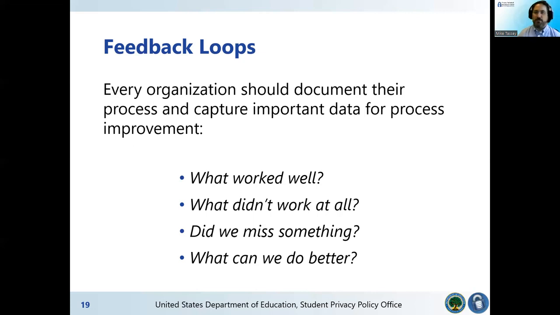So during the response process, the incident response team should be diligently documenting their response efforts and capturing this important data about how the incident response proceeded, what worked well, what didn't work at all, things that were missed or should have been added to the incident response process or plan, all the things that could have been done better, and the benchmarks as well. In this process, you want to record all of those things.